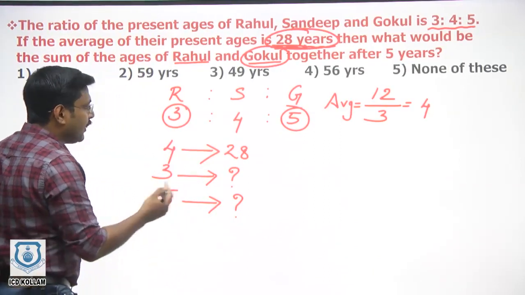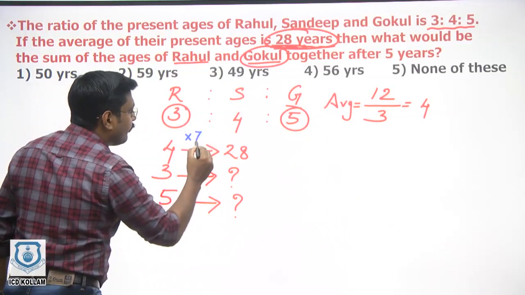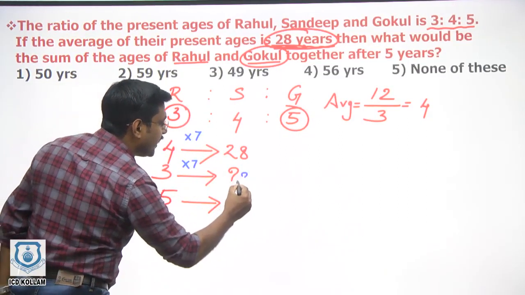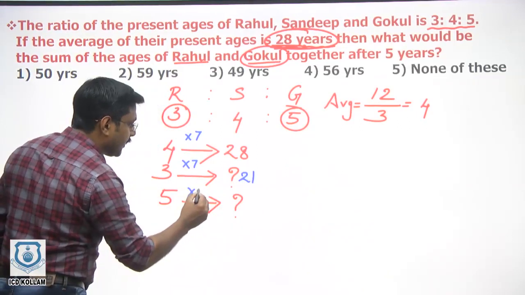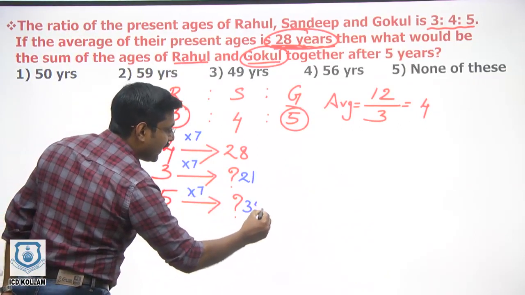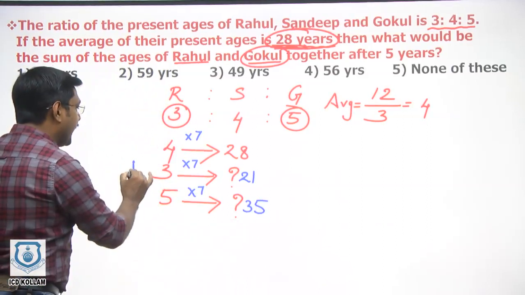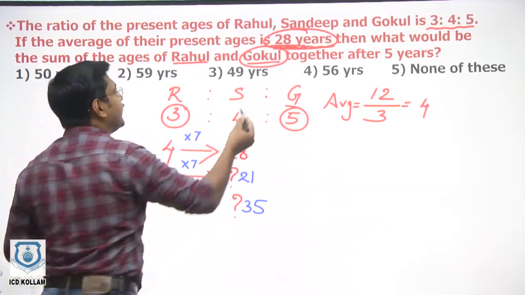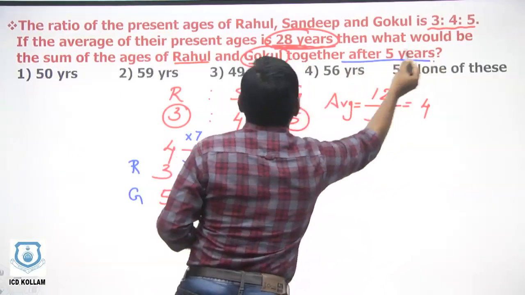Instead of that, we know that 7th multiple of 4 is 28. Then we can easily say that 7th multiple of 3 is 21. And 7th multiple of 5 is 35. So finally, we got the present age of Rahul and Gokul. And what we need to find? We need to find the age after 5 years.